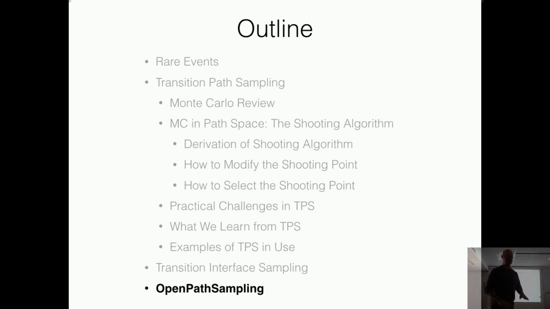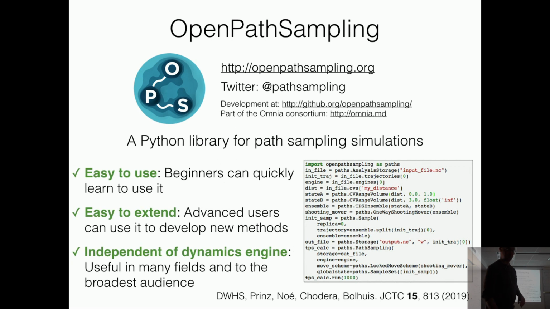So that is almost done now. We're just going to go over OpenPathSampling as some background before taking a break. So what is OpenPathSampling? It is a Python library for path sampling simulations. The website is openpathsampling.org. We have a Twitter handle because I guess it's 2019 and that's now required.